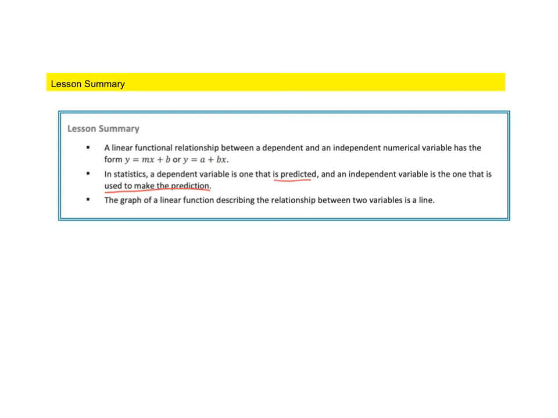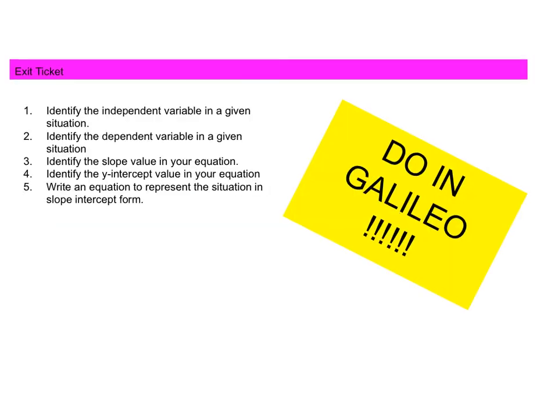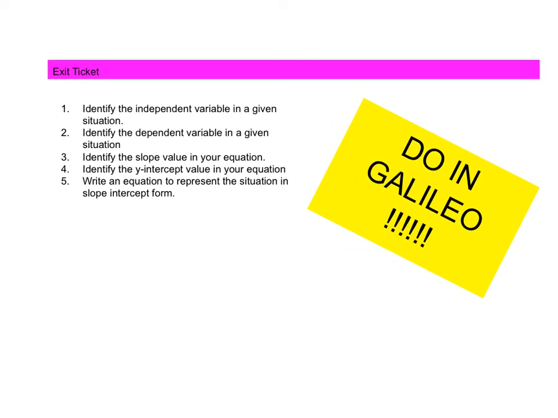Let's talk about what you're going to be doing for your exit ticket today. Alright, here are the things you will need to be doing for your exit ticket. The first thing you're going to do is identify the independent variable in a given situation. Then you're going to identify the dependent variable. You will identify the slope. You will identify the y-intercept. And you're going to take all of those and write an equation.